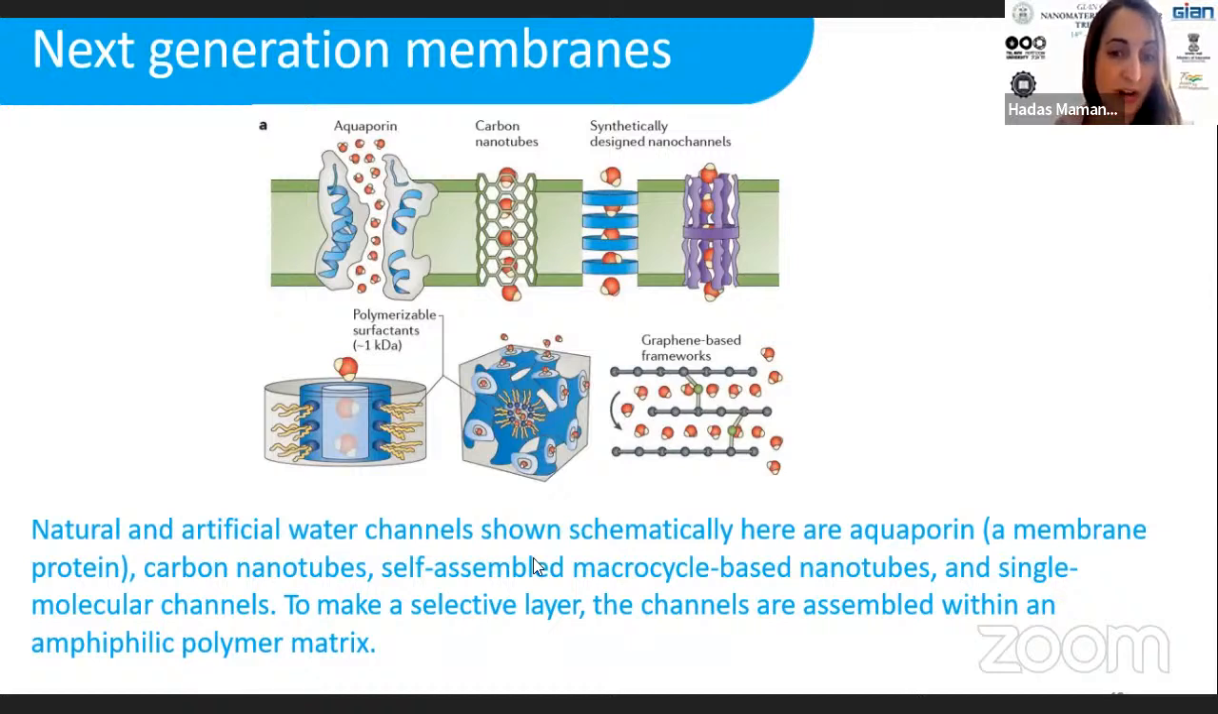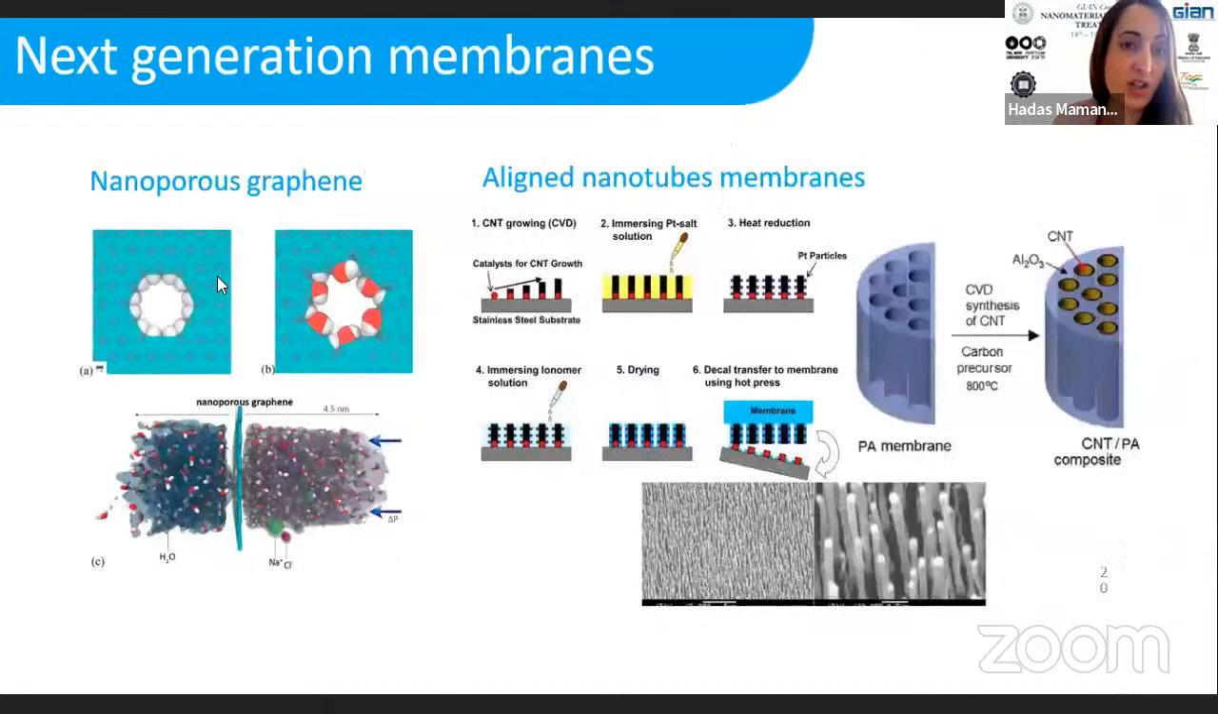Natural and artificial water channels, which are shown schematically here, are aquaporins. Aquaporin is a membrane protein. The channels include carbon nanotubes, self-assembled nanotubes, and single molecular channels. To make a selective layer, the channels are assembled within an amphiphilic polymeric matrix. So this is one type of next generation membrane. And another type is using nanoporous graphene and aligned nanotube membranes.